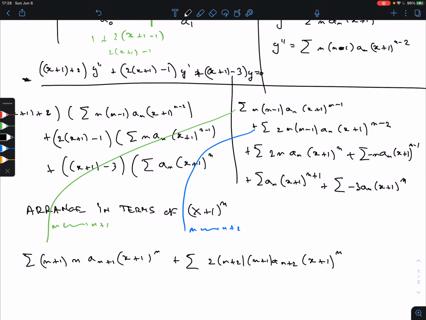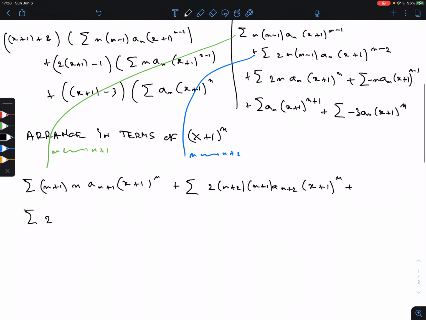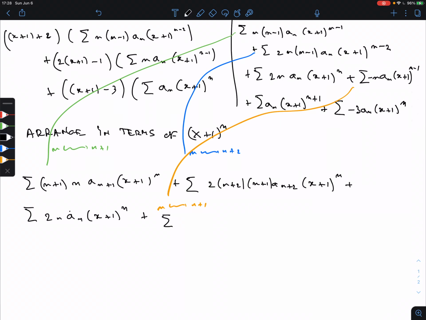The next one, I don't need to shift, so I can just copy it. I better write it here if I don't want to waste the space. 2n a_n (x+1)^n. The next one I have to shift again. This will be a shift of n to n plus 1. So this would be summation minus (n+1) a_(n+1) (x+1) to the n+1-1, obviously n.